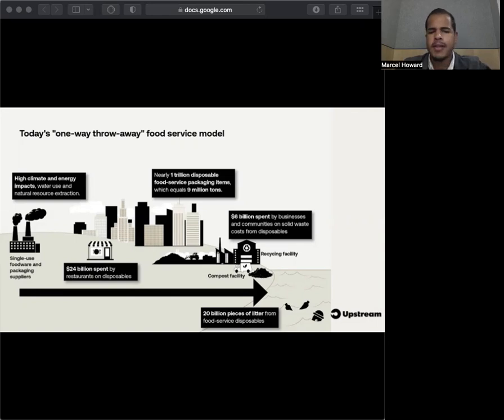And a lot of it never makes it to the actual waste stream or system. Upstream's calculation is that these products account for 20 billion pieces of litter, and local businesses and cities spend approximately 11.5 billion on litter cleanup a year.